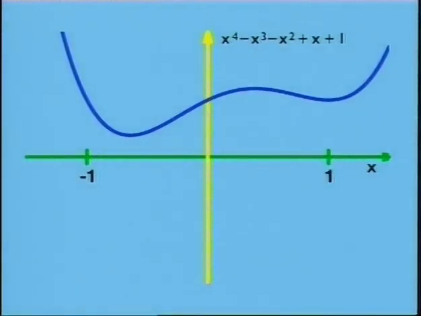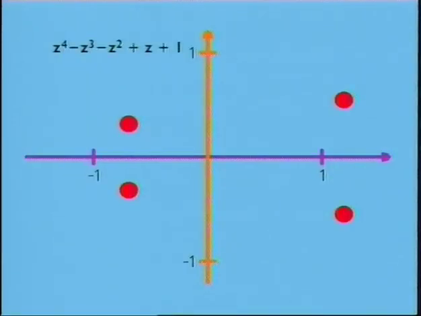So what happens with a quartic polynomial? This is the graph of x to the fourth minus x cubed minus x squared plus x plus 1. How many roots does the corresponding complex function have? And what would they look like on an Argand diagram? Well, the graph doesn't cross the horizontal axis anywhere, so you might imagine that all four roots are complex. And indeed they are. If we look at the Argand diagram, we can see that there are two pairs, each pair situated symmetrically on either side of the real axis.